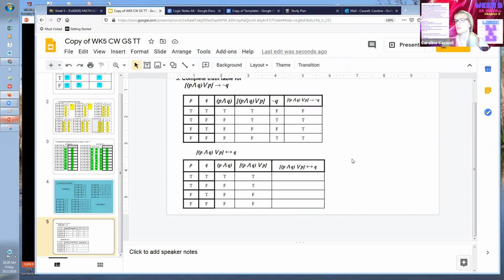So hopefully you guys noticed that the only thing different is the last column. The first, well, columns 1, 2, 3, and 4 are exactly the same on the problem we just did. I did not ask for not Q, so you don't have to do the not Q part. And so really all you're doing on this problem is the if and only if.